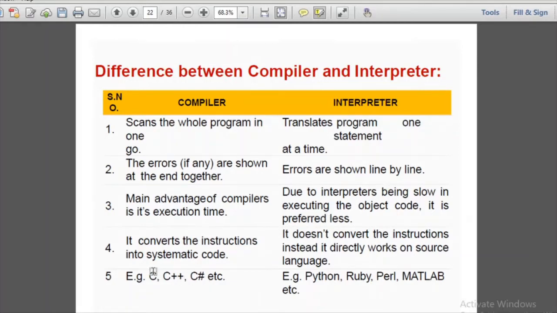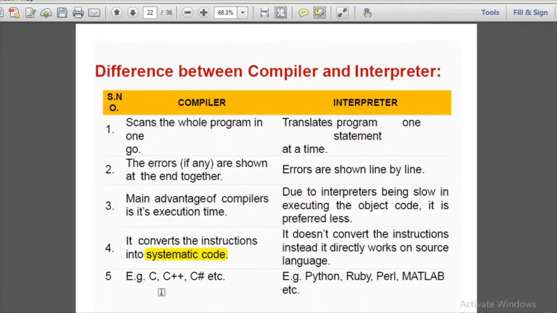A compiler converts the instruction into a systematic code. The interpreter doesn't convert the instruction. Instead, it directly works on the source language. Compiler एक अलग तरीके से कोड को एक मिडिल वे में कन्वर्ट कर देता है. But the interpreter सोर्स कोड पे ही काम करता है, and it does not convert instructions into any kind of systematic code. जैसा है वैसे it will run.